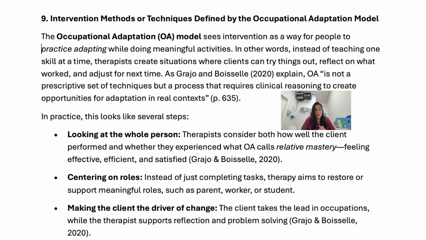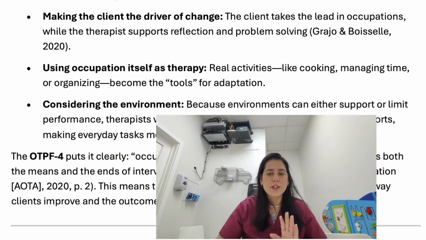There are a few key ideas. First, we look at the whole person, not just performance, but also what OA calls relative mastery, where the client feels effective, efficient, and satisfied. Second, therapy supports meaningful life roles, like being a parent, student, or worker. Third, the client takes the lead in occupation while the therapist supports reflection.